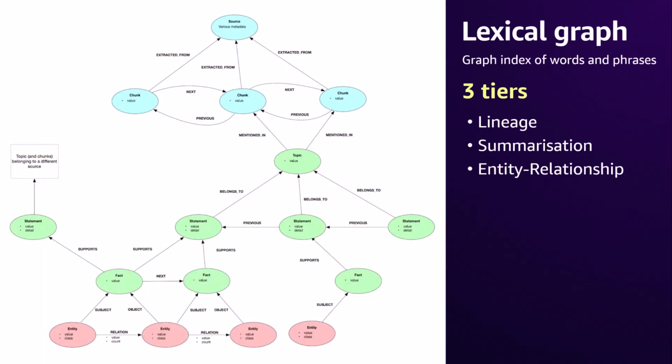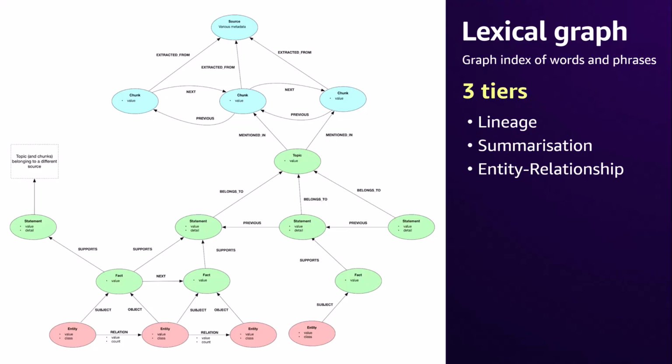So the lexical graph data model is effectively broken into 3 tiers. The first one is lineage, which is the blue nodes you can see. This defines where a specific chunk of information comes from, i.e. the source document, and also which chunk or chunks it is connected to. By having this relationship model, we can provide a foundation model with the context for it to understand what precedes or follows a specific chunk, and from which source that chunk actually came.